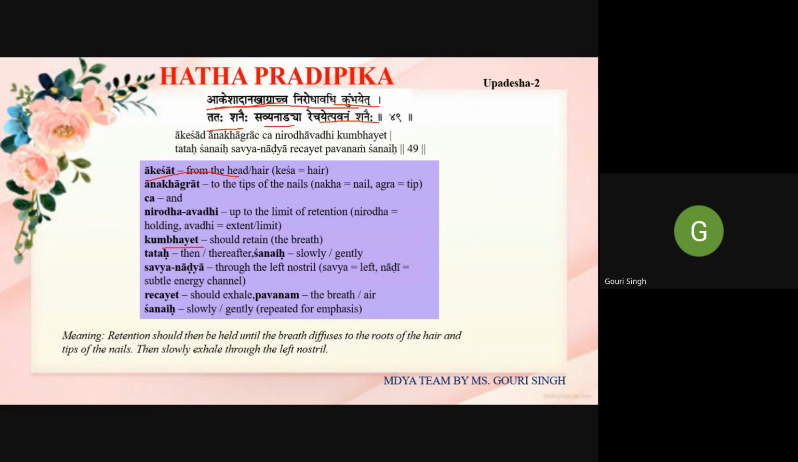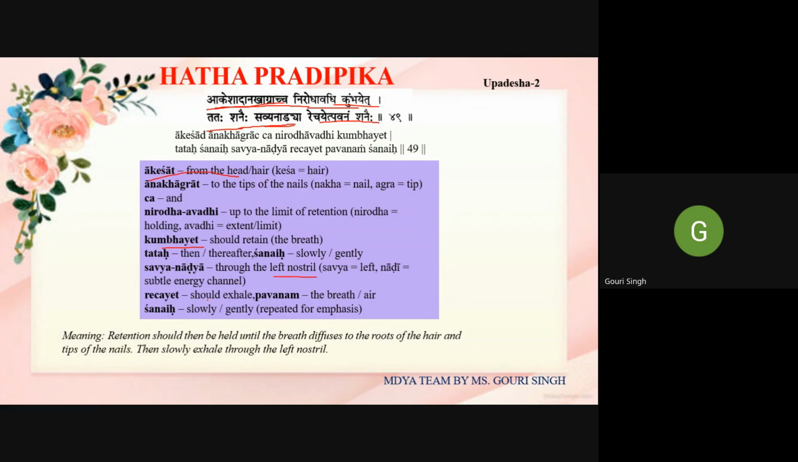Tataha, after that, Sanaihi, Savya Nadyam. Okay, then you have to, Savya means the left nostril. Whenever you are taking inhalation through the right nostril, make sure that the prana should be spread out as much as you can from your head region to the feet region, or till the nail. Then you have to exhale through the left nostril.